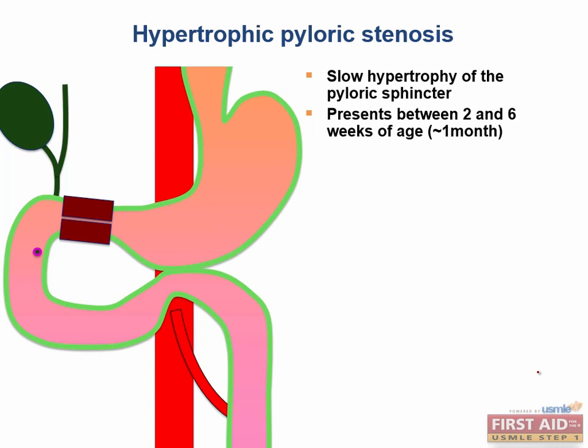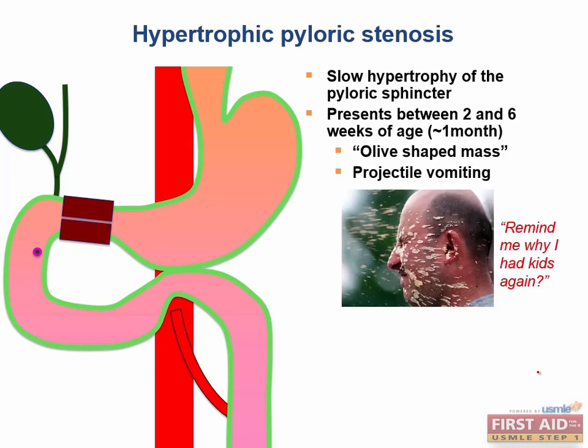The presentation for this disorder has two key buzzwords that you need to remember. First, there may be an olive-shaped mass palpable in the kid's epigastrium. Second, while all of the atresias lead to vomiting when the kid tries to feed, you'll often hear the term projectile vomiting used to describe the kids with pyloric stenosis. This, by the way, is one of the many reasons I didn't go into peds.